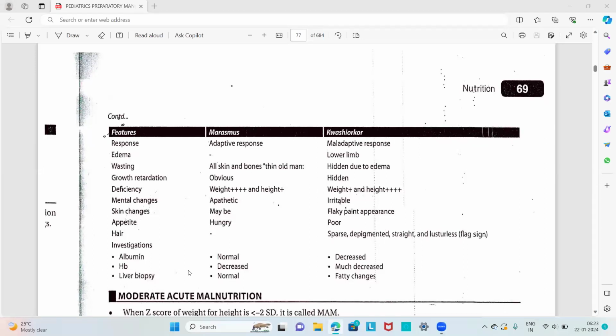That is because of the presence of edema. We have to remember that albumin is decreased in kwashiorkor, so that will produce the edema. Then hemoglobin is decreased in the case of marasmus. It is much decreased in the case of kwashiorkor. And if we take a liver biopsy, it will be normal in the case of the marasmic child, but in kwashiorkor there will be fatty changes in the liver biopsy.